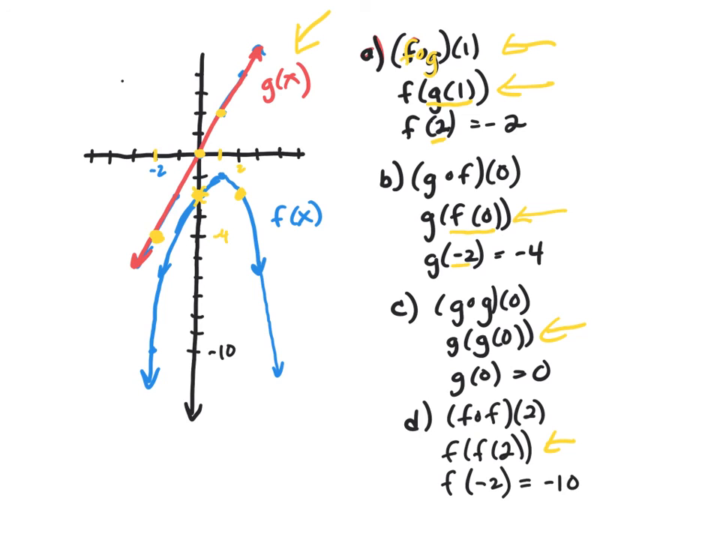And then what's f of negative 2? Negative 2 is here. And what's the y value? It's way down here at negative 10. Hope that helps.